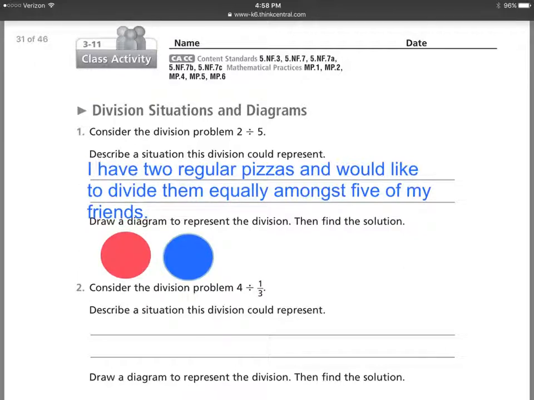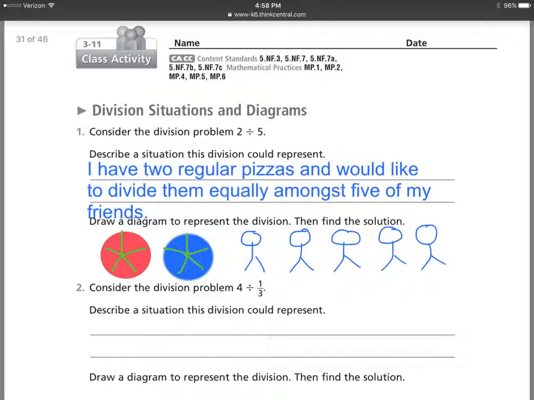So for my diagram, I've created 2 regular sized pizzas, different colors. And I'm going to take each of those 2 regular pizzas and divide them up into 5 equal parts so that each of my friends can get 1/5 of each pizza. So I'm going to divide into 5 each one of my pizzas so that now each of my friends can get 1/5 of each of the pizzas.